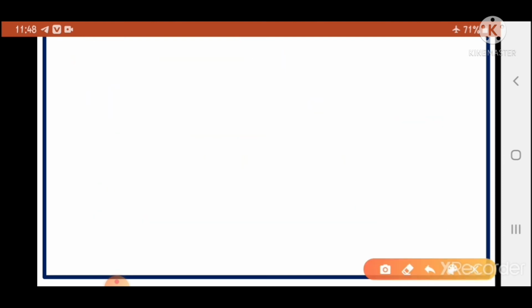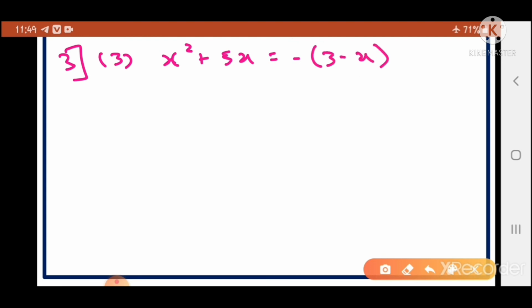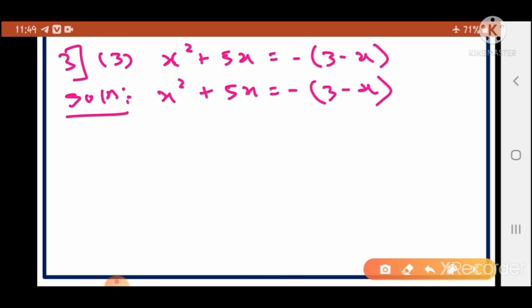One more sum we'll do. We'll practice one more sum. You can also try this in your notebook right now by looking at the screen. x square plus 5x equal to minus bracket open 3 minus x. Try this sum. Now what to do in this case? Solution. First of all, write the same question as it is. x square plus 5x is equal to minus 3 minus x. Okay. Now you have to solve this.